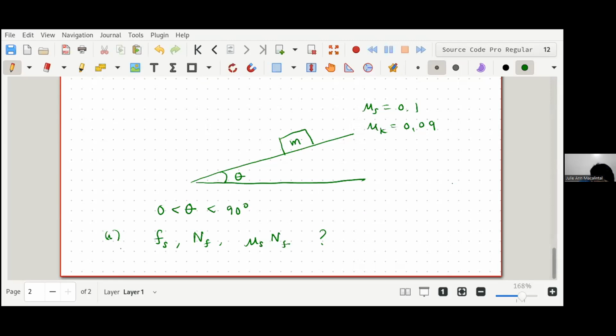Ano yung may tatlong regimes. So theta less than theta critical, theta equal to theta critical, and then theta greater than theta critical. So in critical value, theta critical is the angle. So kailangan natin yung theta critical. So theta critical is the angle at which the block will start to slide.